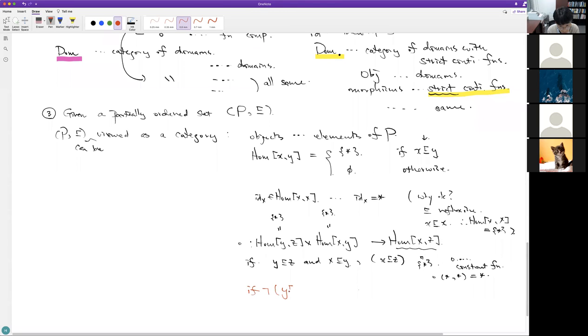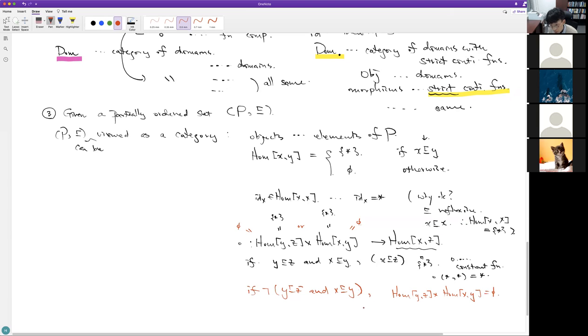If it's not, this is the end. So if one of them fails, in the bottom case, either this home is empty, or the second argument is empty. What does this mean? This means that the domain of this circle is going to be empty. So home of yz cross home of x, y is going to be empty.